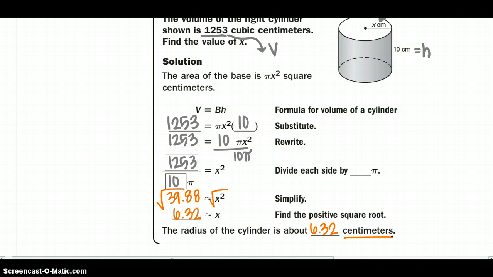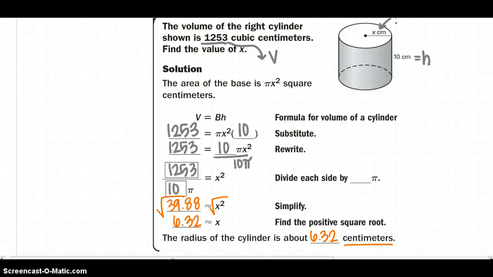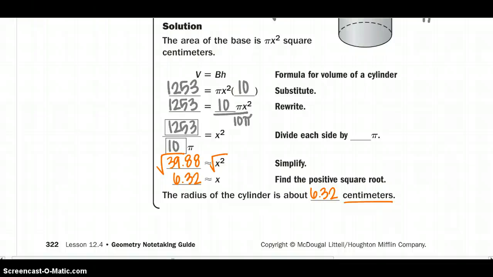And that is just a length, so we don't have to square it or cube it. So understanding what you are being asked to find, and then what's the proper identification for that. Alrighty.